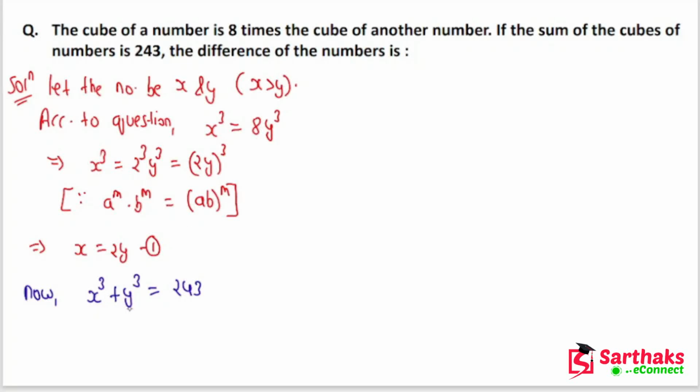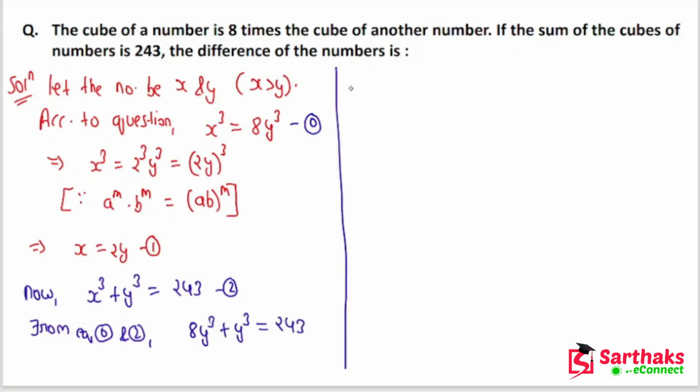But now how do we solve it? Obviously x cube plus y cube is 243. Give this equation a name. Let it be equation number 1, and this would be equation number 2. So if you replace x cube by 8y cube, you can easily solve it. So from equations 1 and 2, you will get 8y cube instead of x cube. So it would be 8y cube plus y cube is equal to 243.